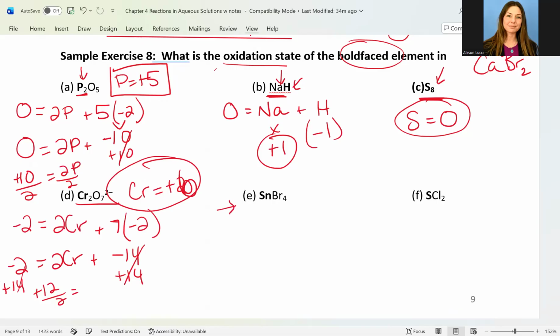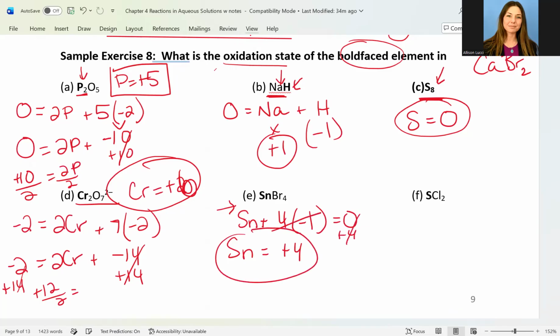Then we have here tin bromide, and we're going to solve for tin. We're going to say 4 times -1 for bromine plus tin equals 0. And now I know that tin has to equal +4 because I add +4 to both sides.